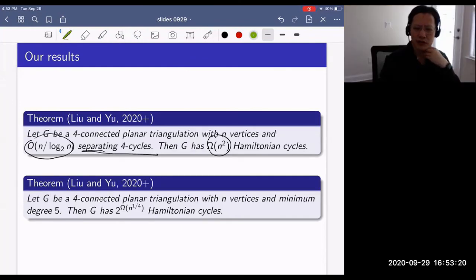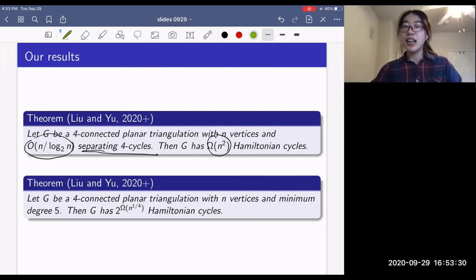But for the torus, it is not known. We don't know whether 4-connected toroidal graphs have Hamiltonian cycles. That's the reason we study projective planes.